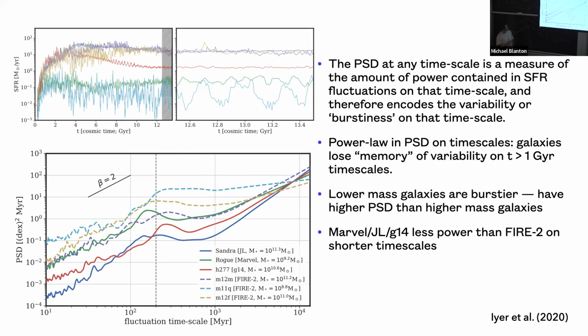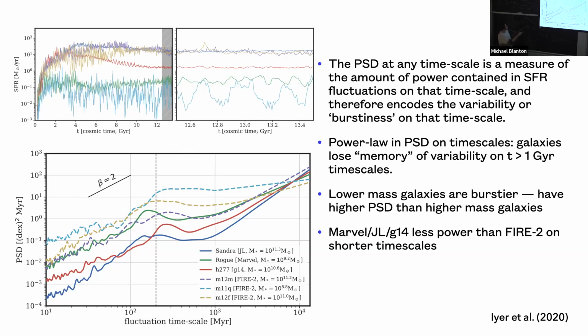At any time scale, it's a measure of the amount of power contained in the star formation rate fluctuations. So in other words, it tells us about the variability or the burstiness of the star formation on a given time scale. Okay, so here are the actual star formation histories for a bunch of runs from both FIRE and the Marvel and Justice League stuff. And up here are the Milky Ways, and we each contributed a dwarf, if I remember correctly. And in fact, this gray region right here, that's what's shown in this plot.